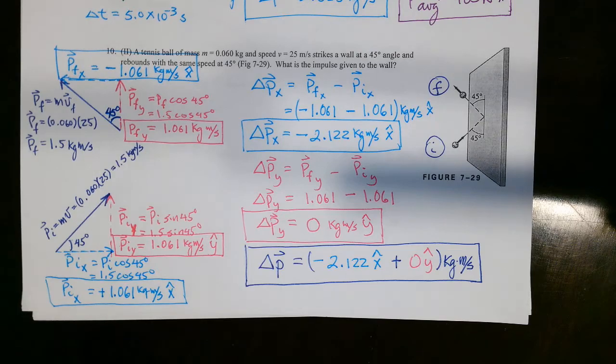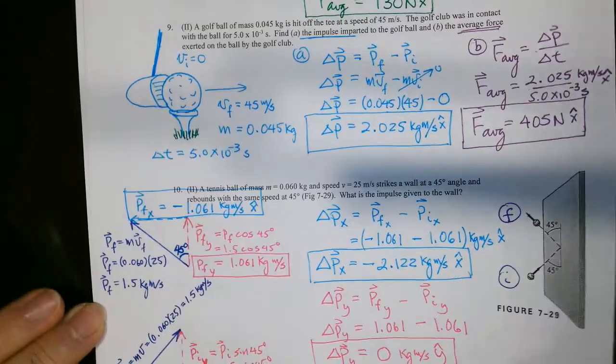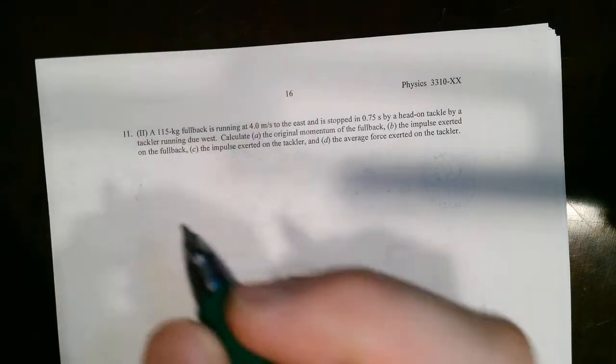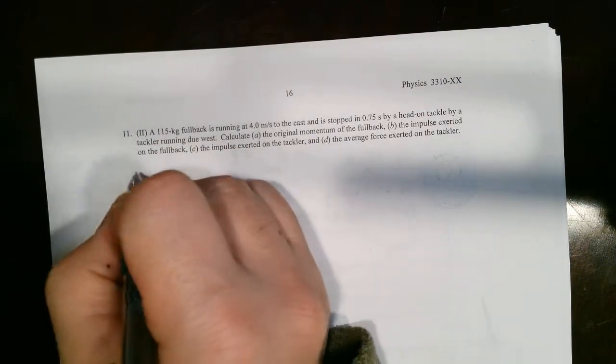All right. Let's take a look at the last problem. The last problem states here, we have a fullback, right, running at 6 meters per second to the east, right? So we have a fullback. Let's draw a fullback here. Like here.